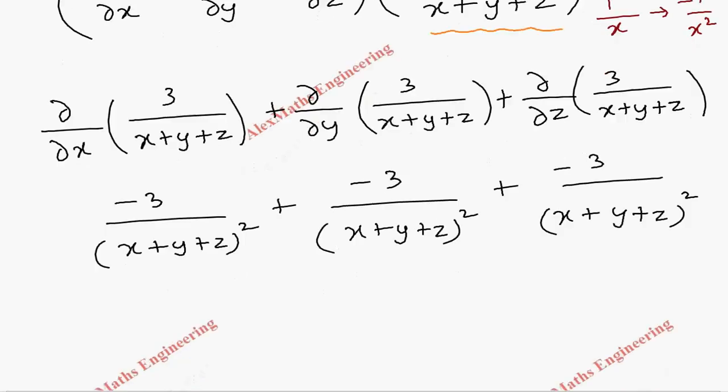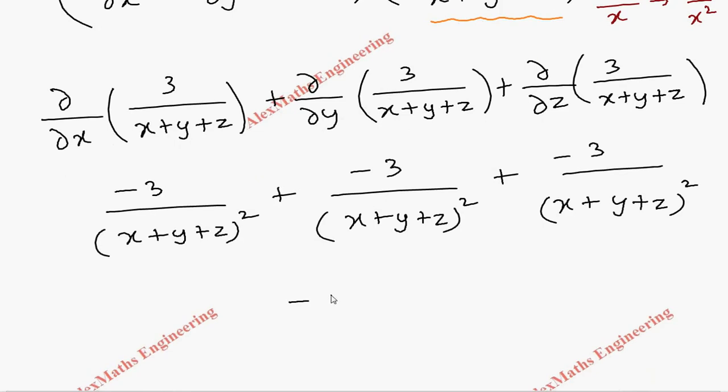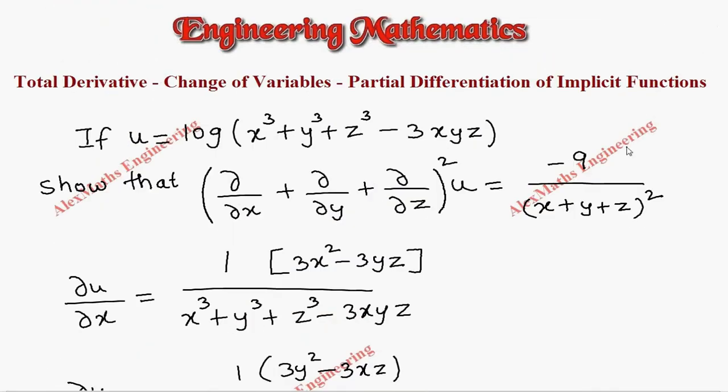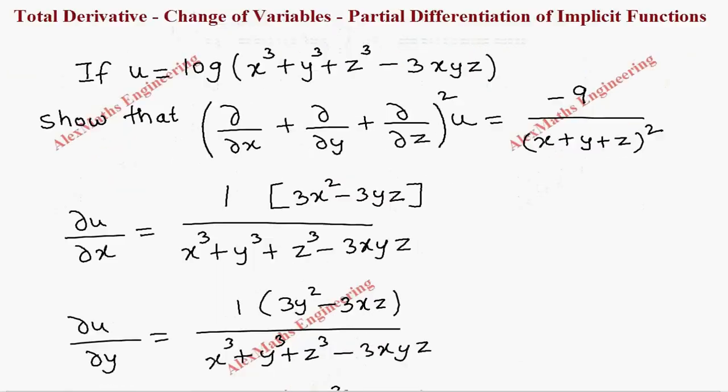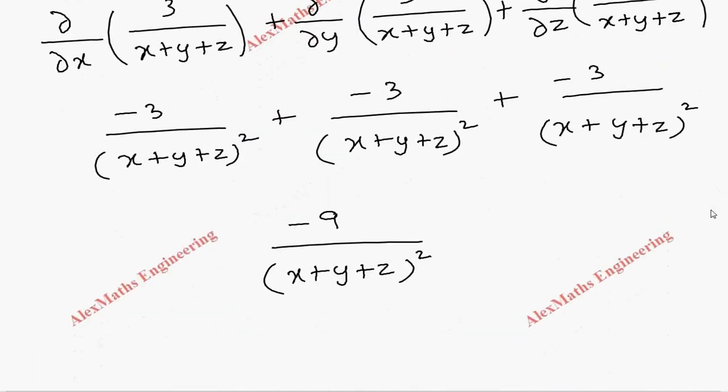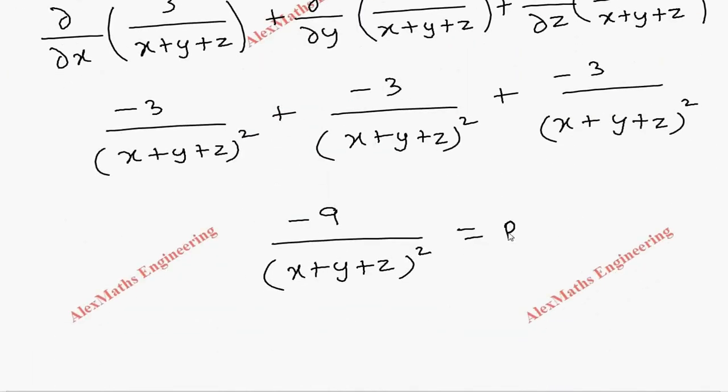Now combining everything, we get minus 9 by, because the denominators are same, so we write one denominator and we add all the numerators together. So we got minus 9 by x plus y plus z whole square, which is nothing but the right hand side of the equation. So we took the LHS and we got the RHS, hence proved.